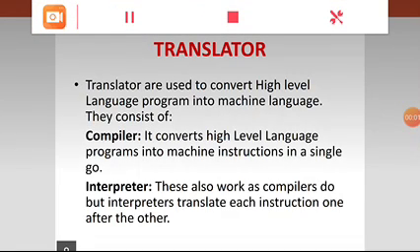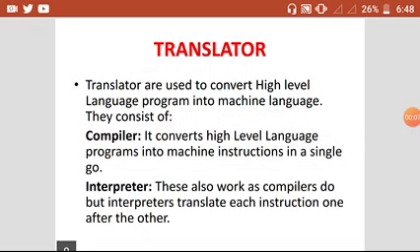Good morning, students. In the previous video we studied the advantages of high level languages and a brief introduction of the translator. So let's see again what a translator is. Translators are used to convert high level language programs into machine language. They consist of compiler and interpreter.